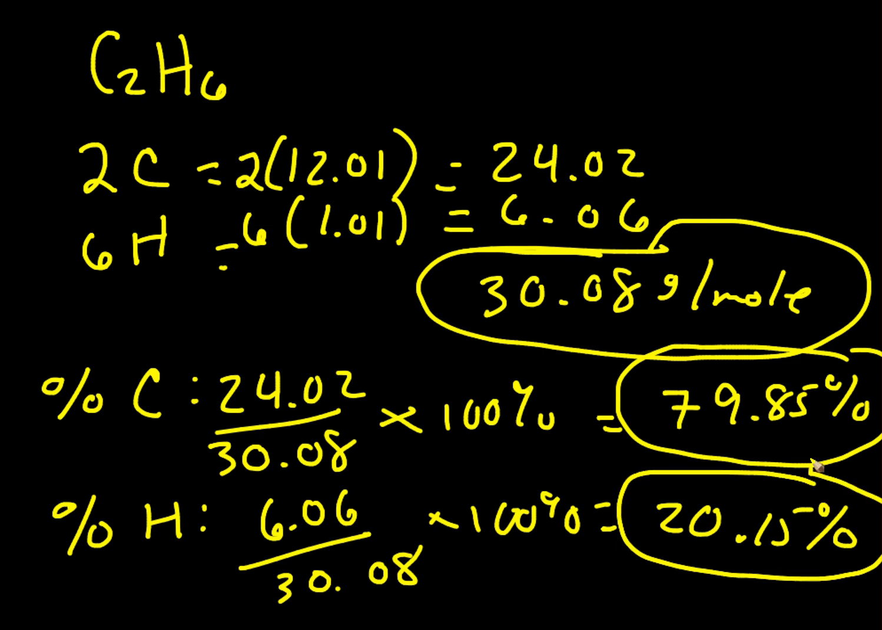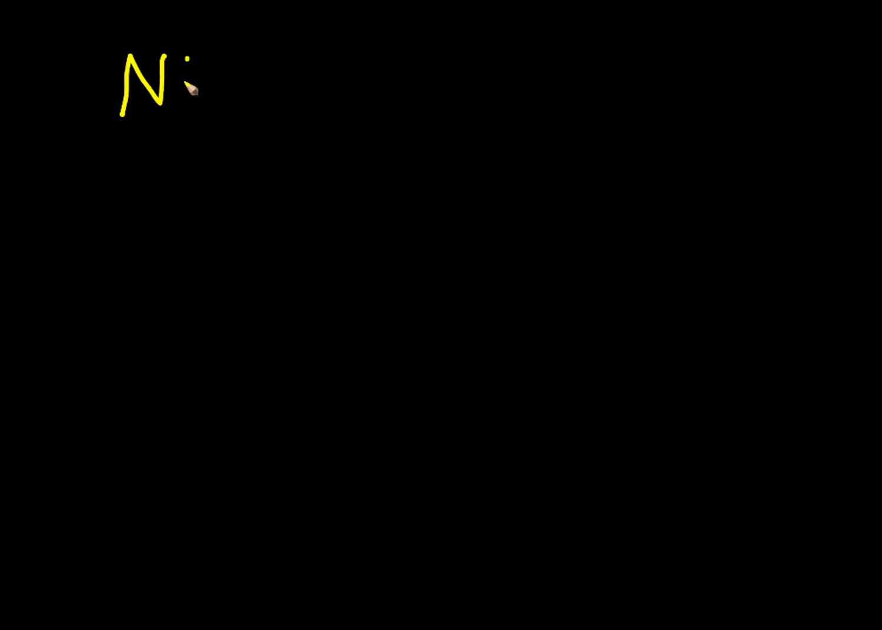Now, those 2 examples made us calculate the percent composition of each element. You might have one where you don't have to do that. So say we had NH3, which we know NH3 is ammonia. So I just want to know the percent composition of nitrogen in NH3. So the same steps apply. I need to calculate my molar mass of NH3. So I have 1 N and 3 H.